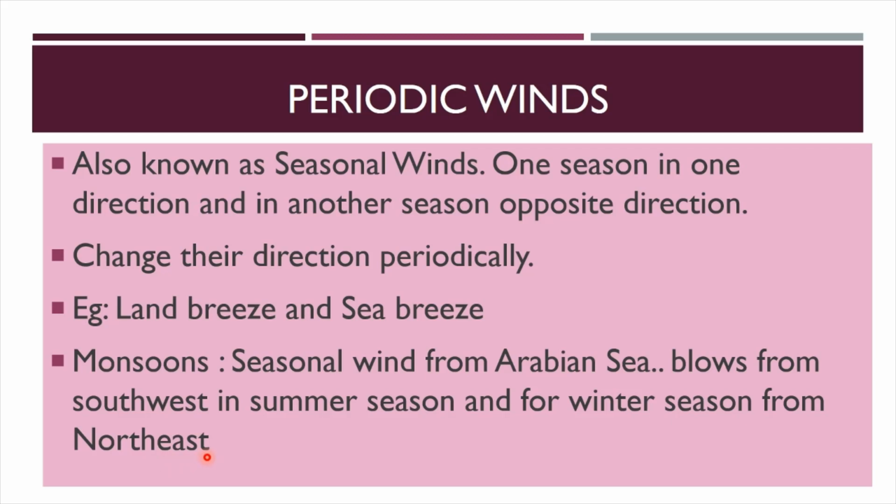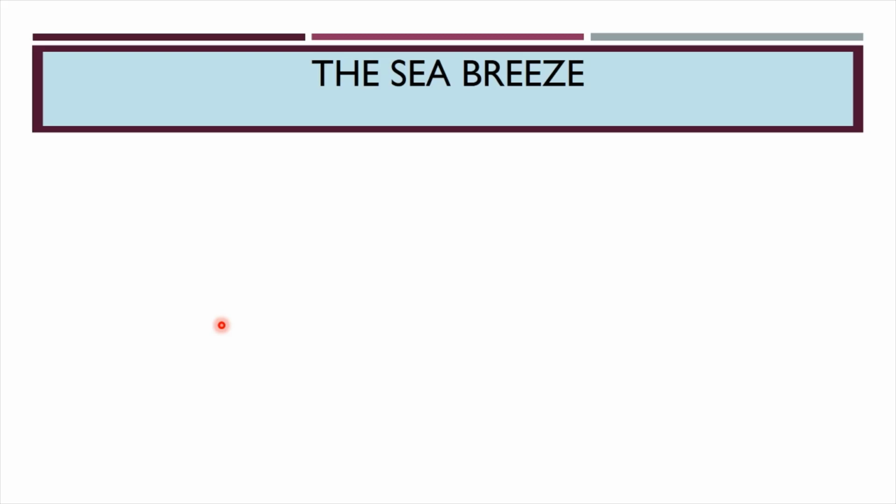Okay, so in your syllabus it is not given in detail, only what monsoon winds are and the types of periodic winds you have to learn. You do not need to go further about monsoons. Next, we will be learning about land breeze and sea breeze. Okay, here examples are given: monsoon winds, land breeze and sea breeze. First we will learn about sea breeze.